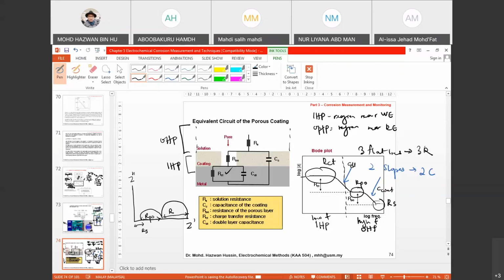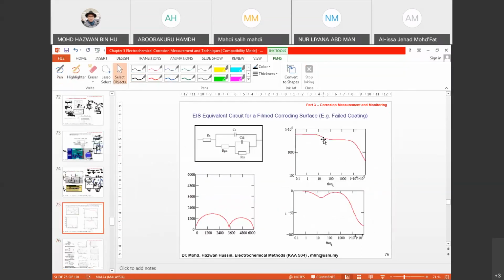So in fact, imagine that if you have an unknown sample, which you don't know what the sample is, whether it has coatings or whatnot, then you can tell from looking at the Nyquist plot and also from the Bode plot. So this is the one that I've told you just now.